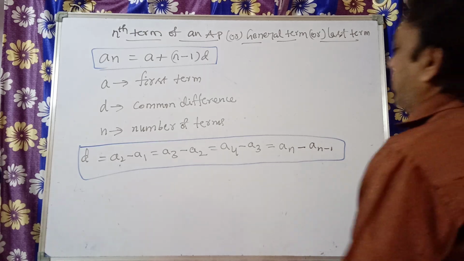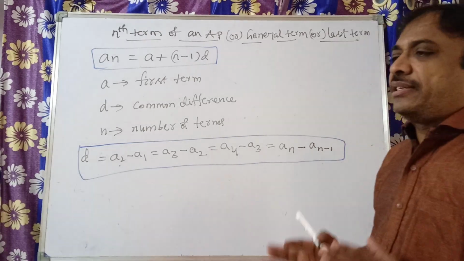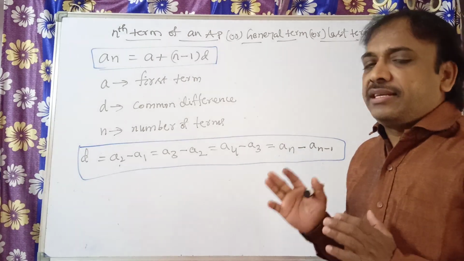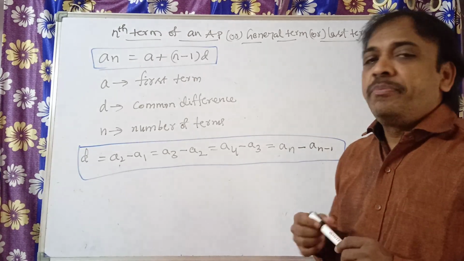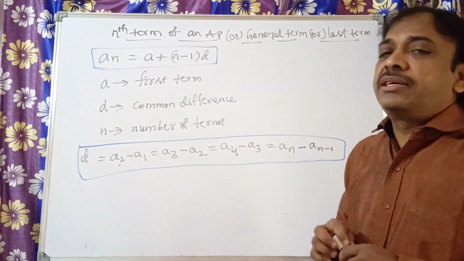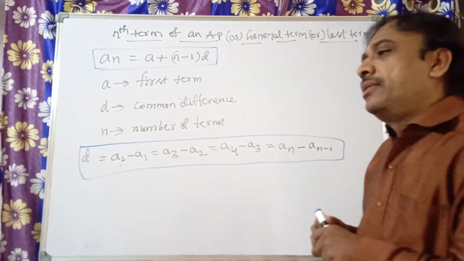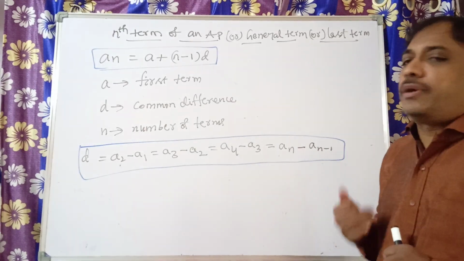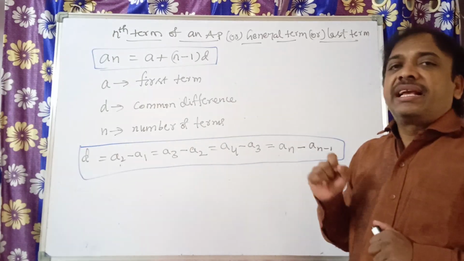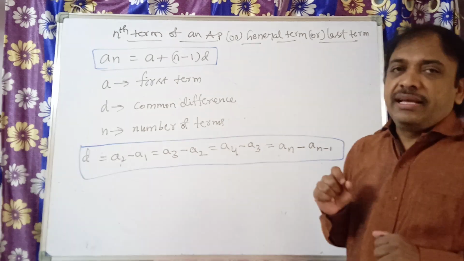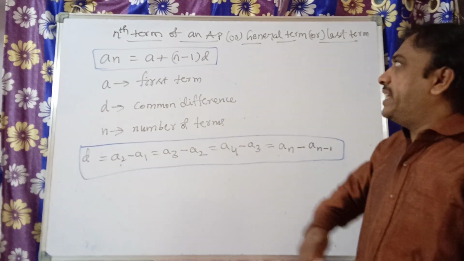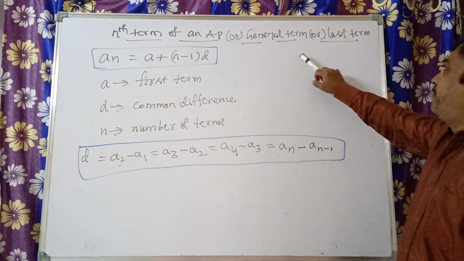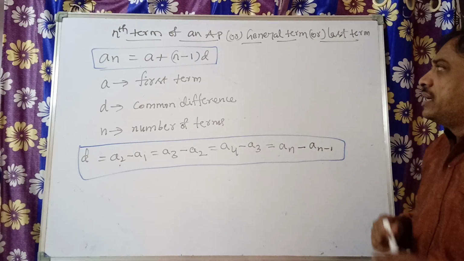Now we see the next. So in the first exercise, actually we didn't use the formula, that is an is equal to a plus n minus 1 into d. We can use the formula, but those were general questions, so we did not use the formula. By using the formula, you can calculate the first exercise questions. Now we see the nth term of an AP, or general term of an AP, or the last term of an AP. What is that?